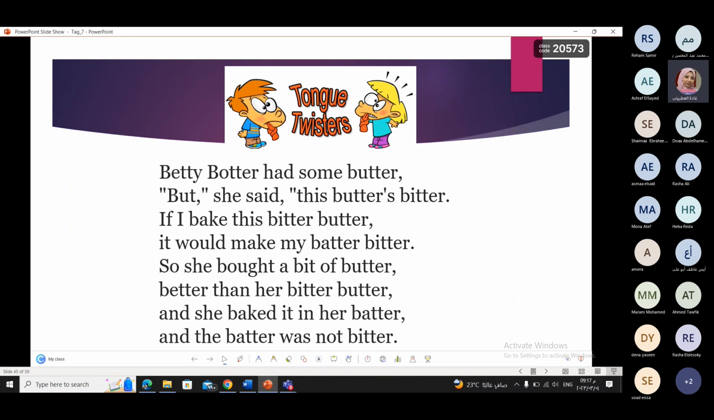Okay, do you know the word butter? What do we mean by butter? This one. Not zibda. This is butter, this substance we use in cooking. But what about batter? You can check. Until you check and you get the meaning, who can read it once more?